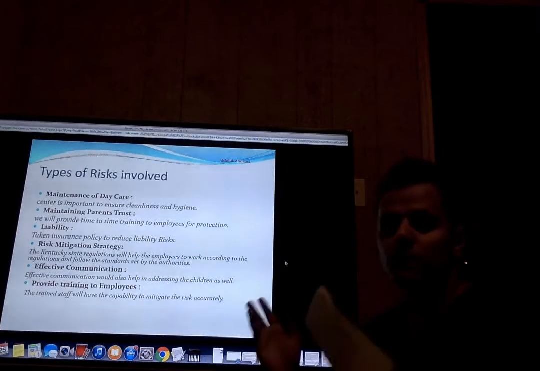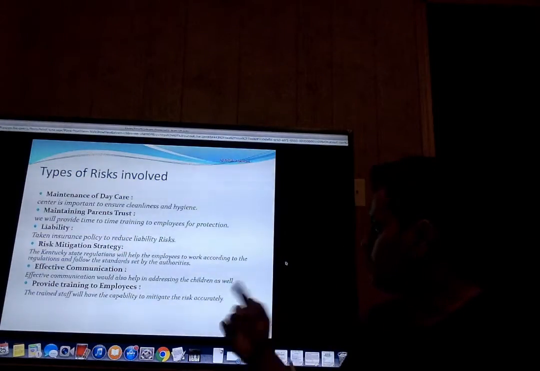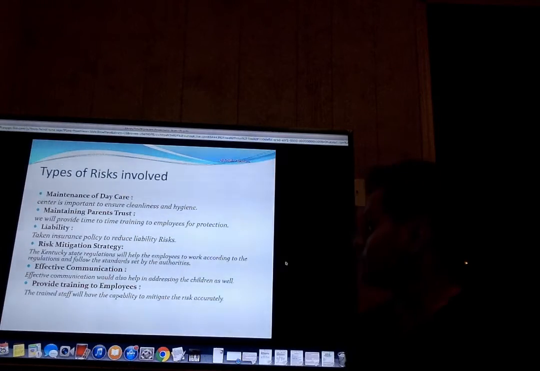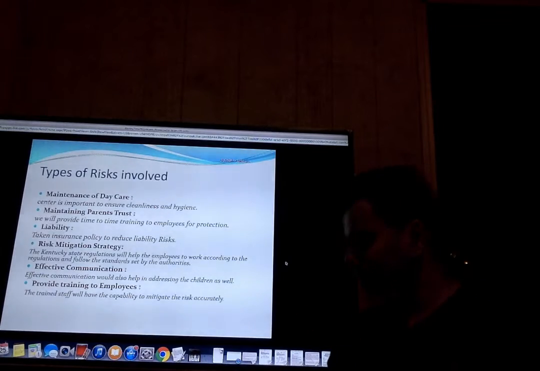Effective communication. Effective communication would also help in addressing the child as well. And the last one, provide training to employees. The trained staff will have the capability to manage the risk accurately.